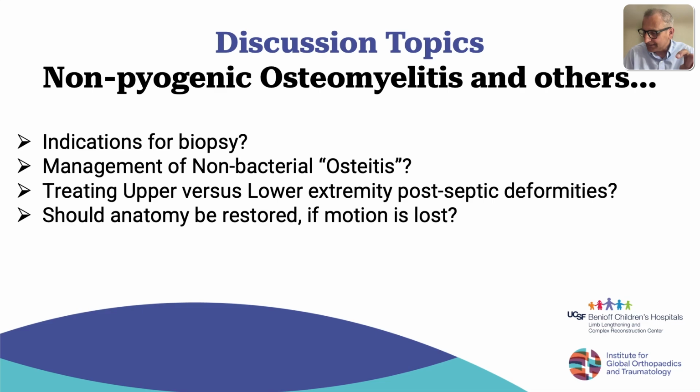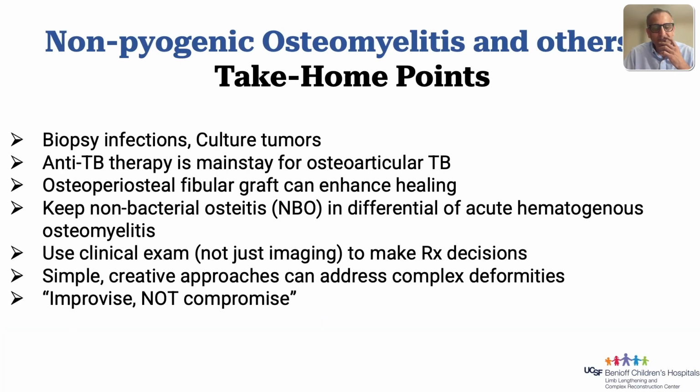Okay, let's go to the final take home, which is, again, like Dave and others have said, biopsy infections, culture tumors. Like you heard from Dr. Hitesh Shah and others, anti-TB therapy, high index of suspicion, especially with the metaepiphyseal lesion and where TB is more common, and even if it's less common. The good news is that you don't need much surgery other than to make a diagnosis sometimes, and just long-term anti-TB treatment is the mainstay.